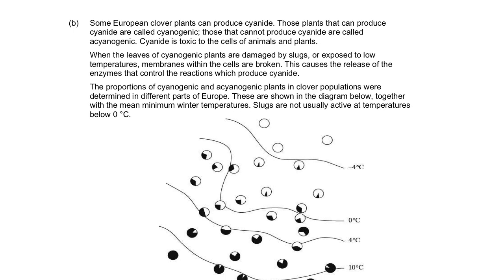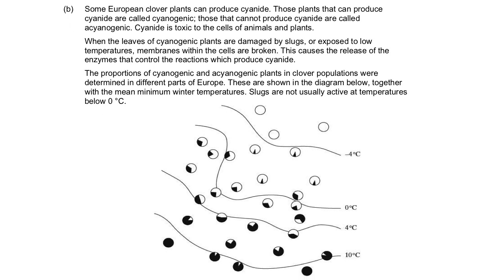And here we've got a lot of stem, and it's important really to read all of this stem because there is key information here which is going to help you answer the question much more effectively. So some European clover plants can produce cyanide. The plants that can produce cyanide are cyanogenic. Those that can't produce cyanide are called acyanogenic. Cyanide is toxic to the cells of animals and plants.